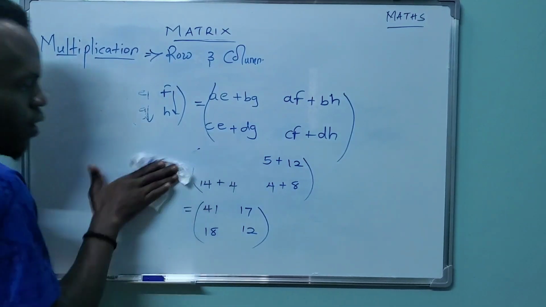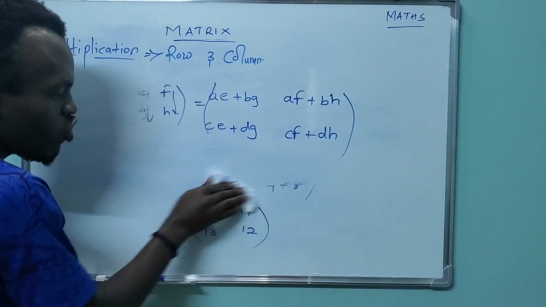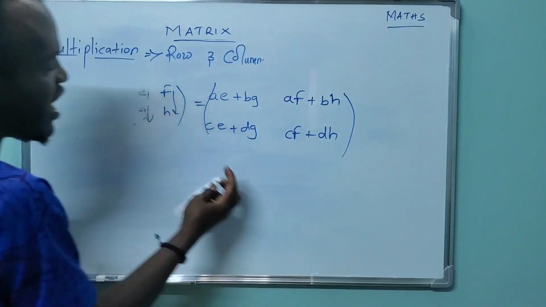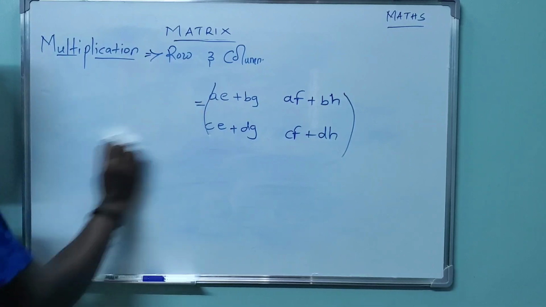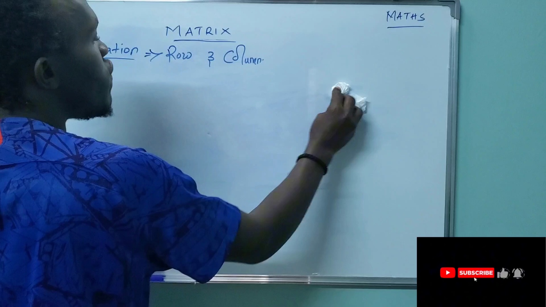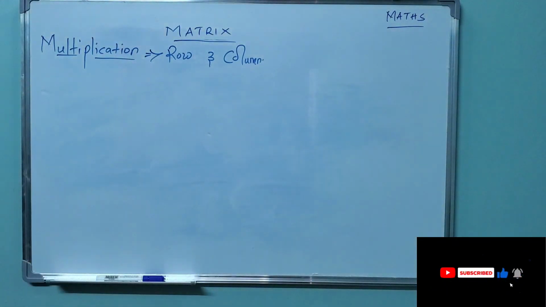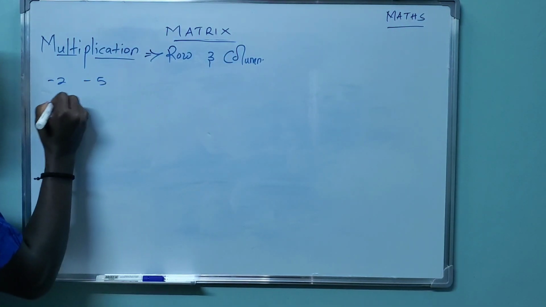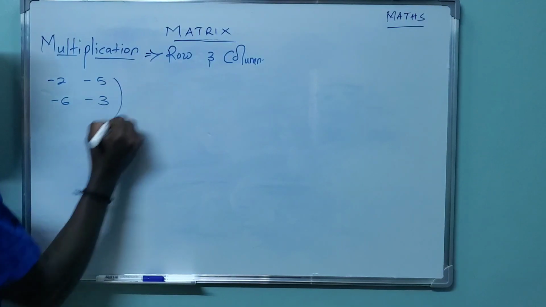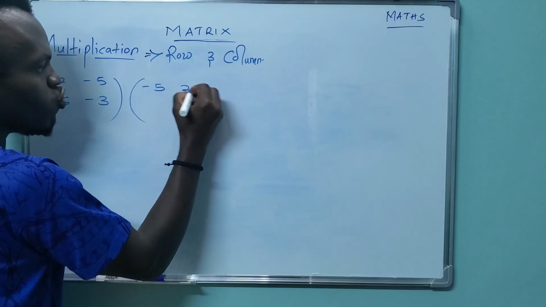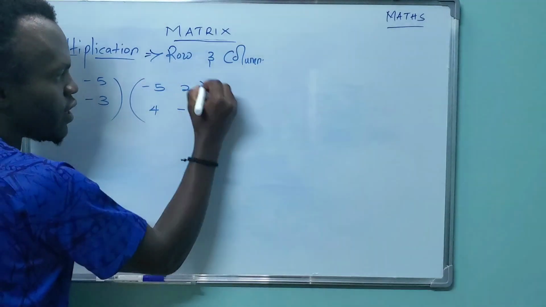Let us try another example. What you have to identify is the row and the column. The row that you identify of the first matrix, you have to multiply it by both the columns of the second matrix before you proceed with the second row. Suppose I have a matrix like -2, -5, -6, -3. I'm being told to multiply this with -5, 2, 4, -3.